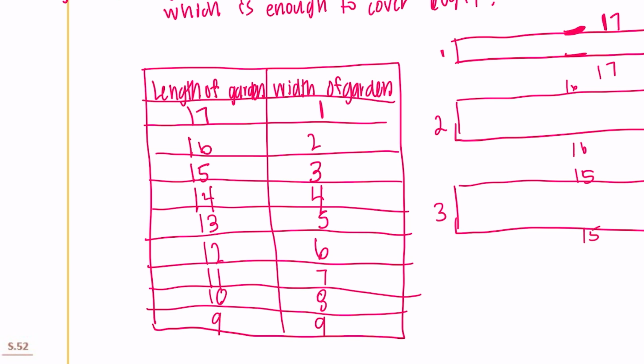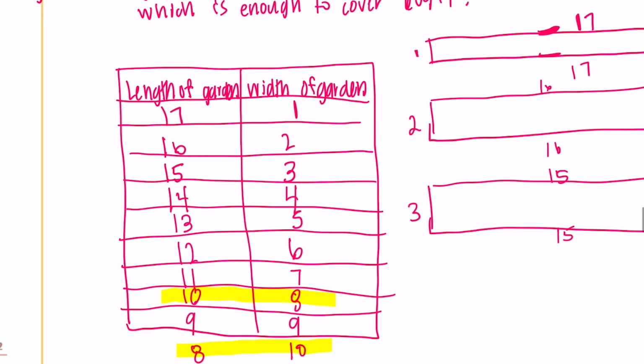So if I kept going and went to 10, I would have 8. But if you notice, we've already done 8 by 10 just in the backwards version. So if I were to keep going, I would just repeat all of these numbers, but they're opposite. So I'm going to not do that. So these would be all the possibilities right here.